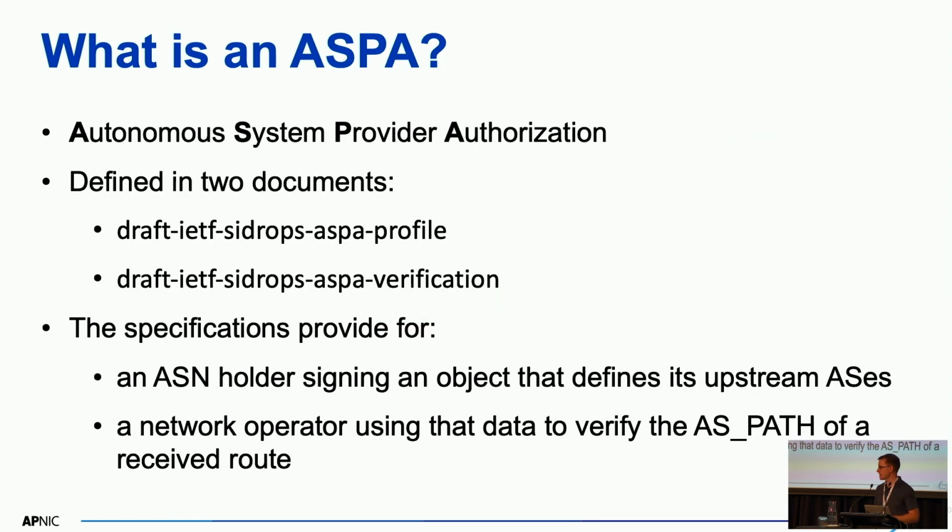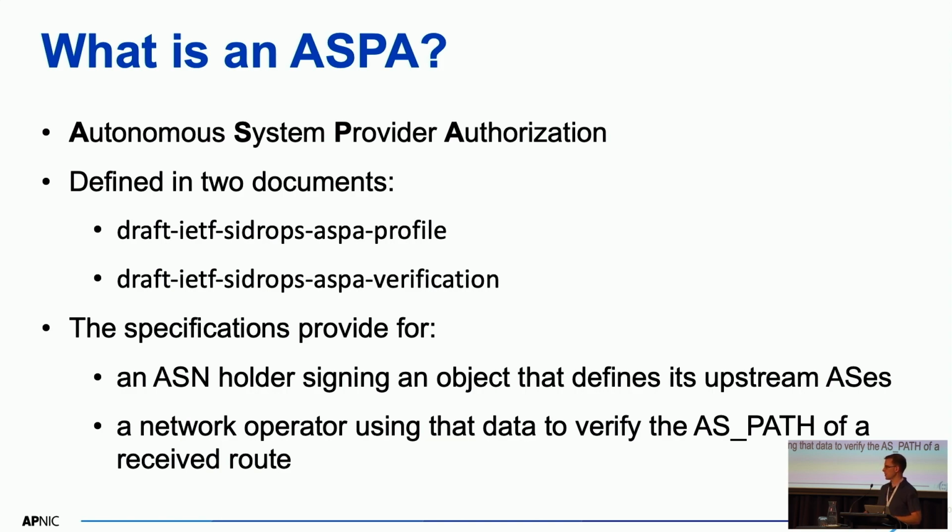Okay, the next object type is the ASPA, or Autonomous System Provider Authorization Object. This is something that's signed by a network operator. It contains their ASN as what's called the customer ASN, and it then lists all of their immediate providers as provider ASNs in the object. So the object contains the one ASN for the customer and then a set of ASNs for the providers.